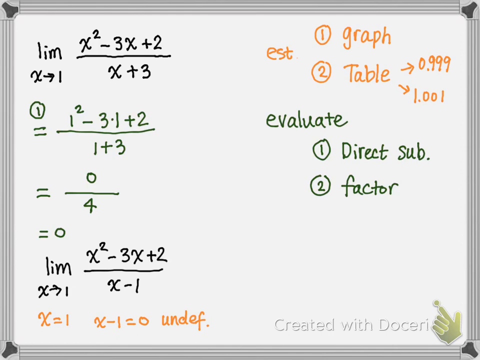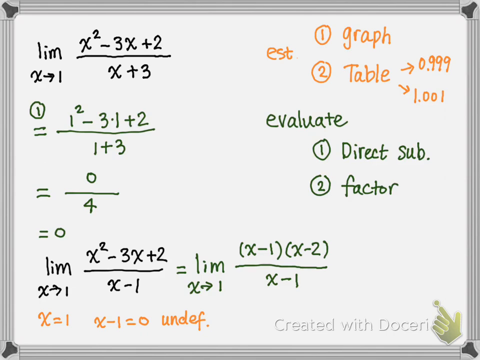Then we move on to the next step, which is to see if we can factor. Because we are not evaluating, you keep the limit sign. So limit as x approaches 1. On the top, we will factor 2 as 1 times 2, and because the middle term is negative 3, we can factor it as x minus 1 times x minus 2. You can FOIL this expression to make sure it gives you the original numerator back. Then your factoring is correct, divided by x minus 1.